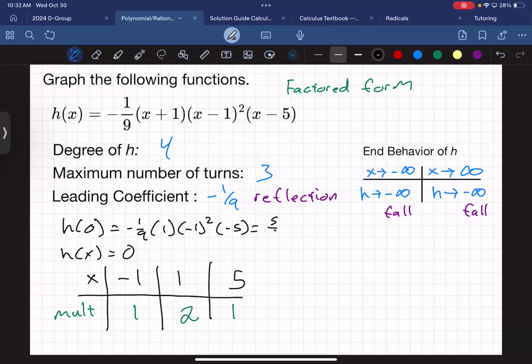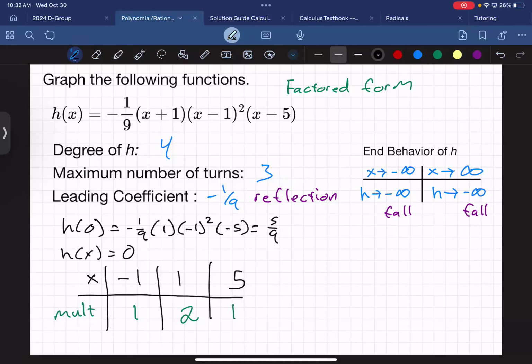It's going to be 5/9. Make sure you plug in 0 and get that. I'm not going to go into the full details of that process. You see 0 plus 1 is 1, 0 minus 1 is -1, 0 minus 5 is -5, right? Be careful though that you see that you had 4 negatives in total. That's why the last result's positive.